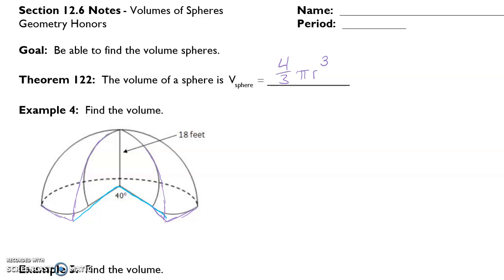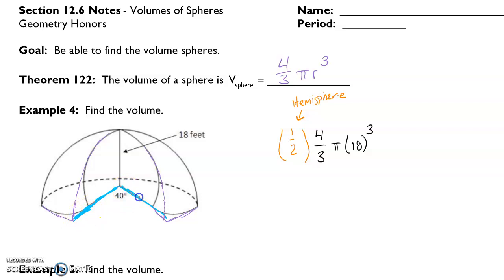In this particular example, we have an entire sphere that's chopped in half to get us our hemisphere. So if it was the whole entire sphere, we'd have 4/3 pi times radius, which is 18 feet cubed. But because it's a hemisphere, we are actually only taking half of it. So hemisphere gives us half of this. And then the other part is we're taking this slice out.